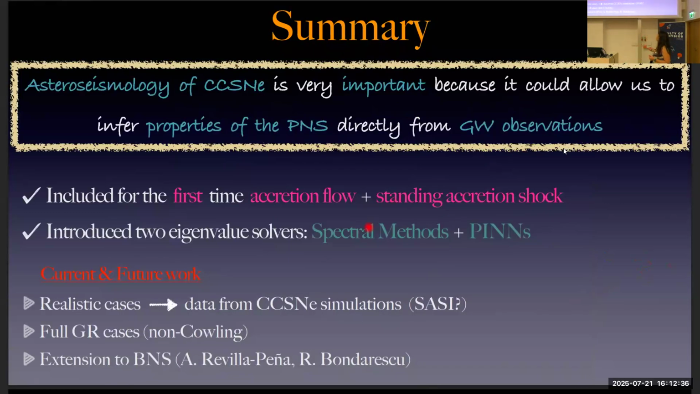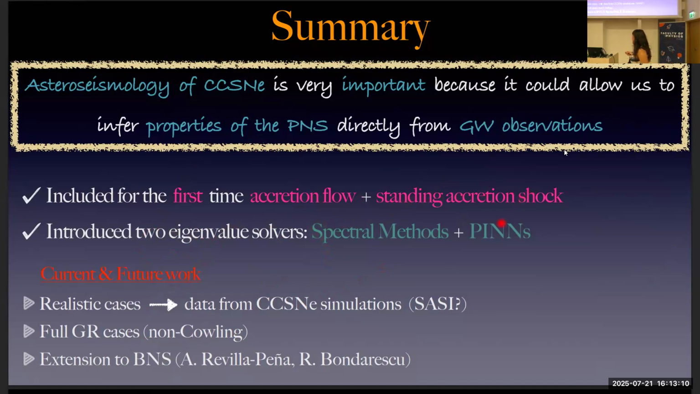So as a takeaway message, which I think is a takeaway message from many talks, asteroseismology is really important in core collapse supernovae, because this is a way that we could actually infer properties of the proto-neutron star in the case that we have gravitational wave detections. And then our contribution to this is that we included for the first time the accretion flow and the standing accretion shock. And we introduced two different eigenvalue solvers, one with spectral methods and one with the PINNs.